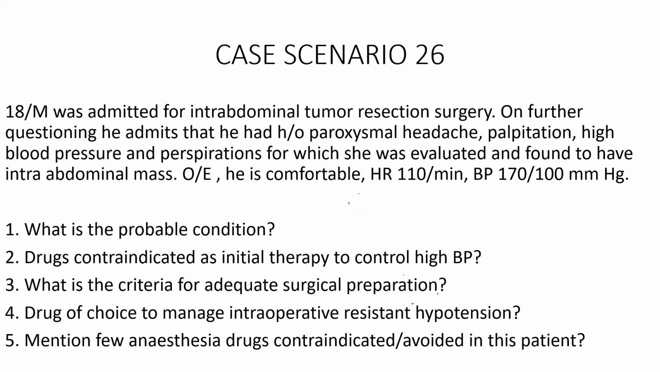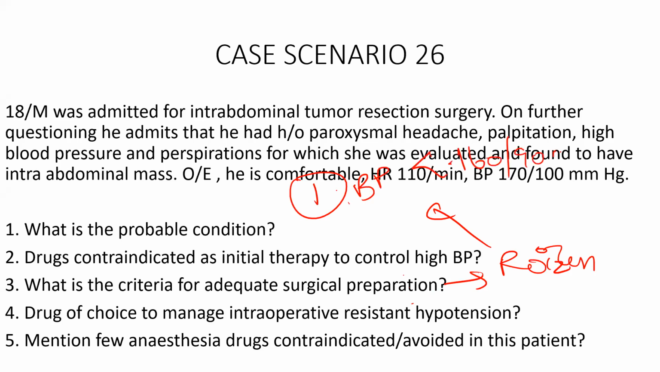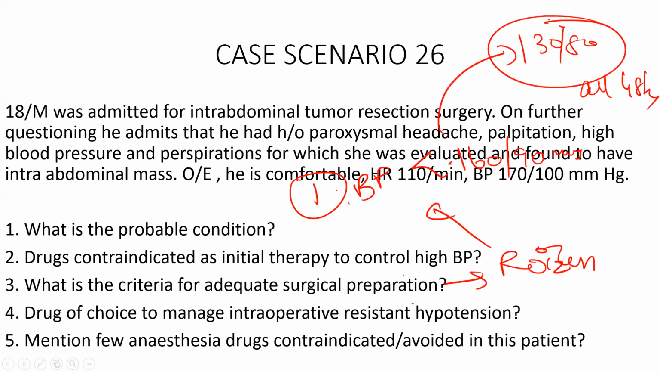What is the criteria we use for adequate surgical preparation? Roizen's criteria. There are three criteria. One is the blood pressure should be less than 160 over 90 millimeters of mercury at least 48 hours before surgery. Of course, this is the older criteria. Now the criteria has changed to 130 over 80, but don't tell that in the exam. This is the most recent evidence. So 160/90 in the exam, if you tell, that is fine.